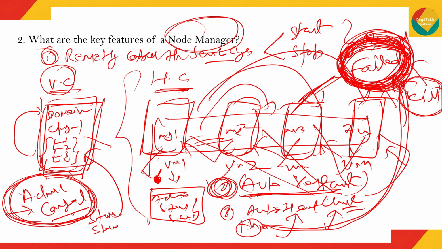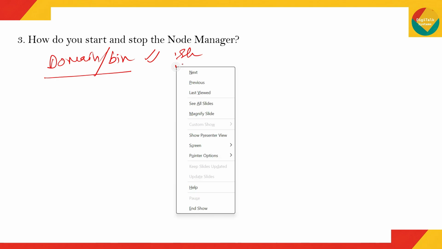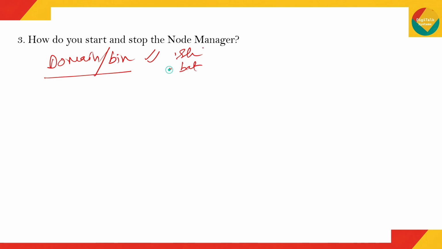How do you start and stop the node manager? Okay, so again, just like we have seen in how to start and stop the admin servers and managed servers, we have all the scripts inside the bin folder. You go to your domain folder, and inside that you will have a folder called bin. Inside the bin we have all the scripts, with the extension .sh for Linux and .bat for Windows.